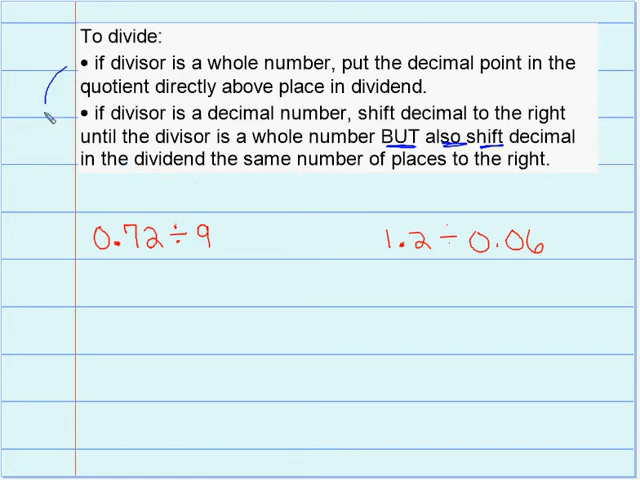So let's do this example here because I am dividing by a whole number. So 9 will go into 72 hundredths. How many times? Well, we're just going to put the decimal right up. Does 9 go into 7? No. Does 9 go into 72? Yes. And 8 times 9 is 72, and that's my quotient, 8 hundredths.